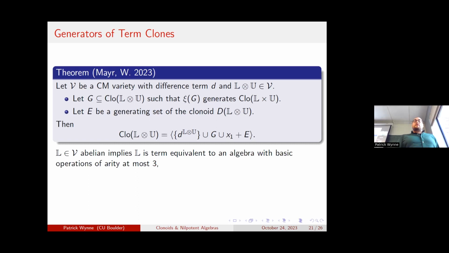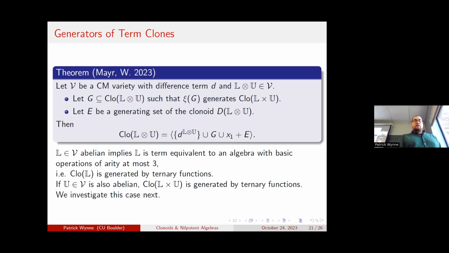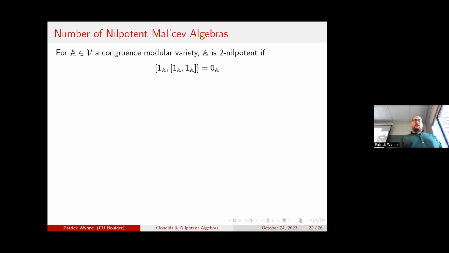So for abelian algebras in a Mal'cev variety, or I should say in a congruence modular variety, they're term equivalent to an algebra with ternary basic operations, or put a different way, the clone of an abelian algebra is generated by its subset of ternary functions. So if U happens to also be abelian, then the clone of L times U is generated by ternary functions, because now L and U are abelian, so their direct product is still abelian. And so that's the case that we'll take a look at.